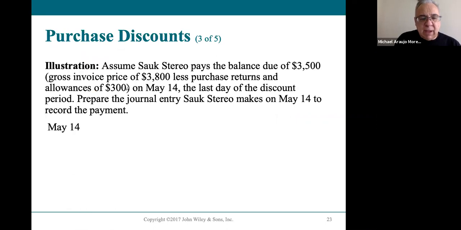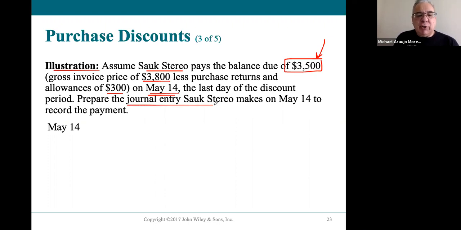So let's assume here that Salk Stereo pays in that 10-day period. So they have to pay by the 14th, and they do. They only owe $2,800 now, right? Because they bought $3,100 worth of stuff, but they sent back 300. So that's $2,800. That's how much they owe. But if they pay before the 14th, they owe 2% less of that, or 98% of that amount.